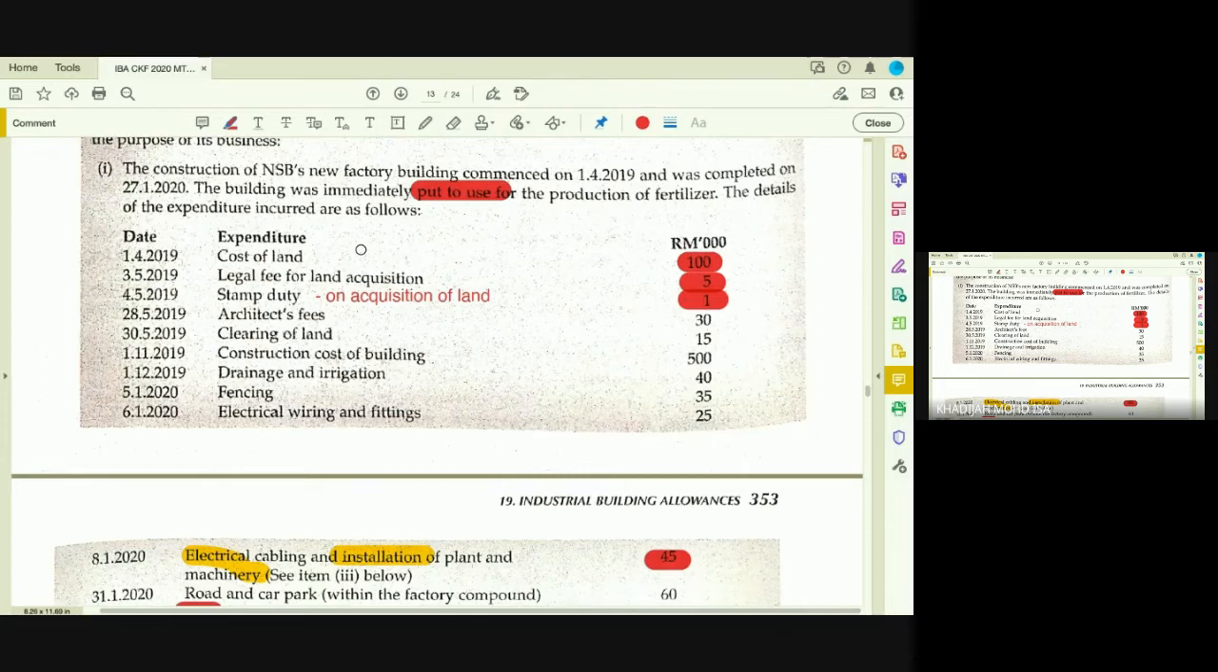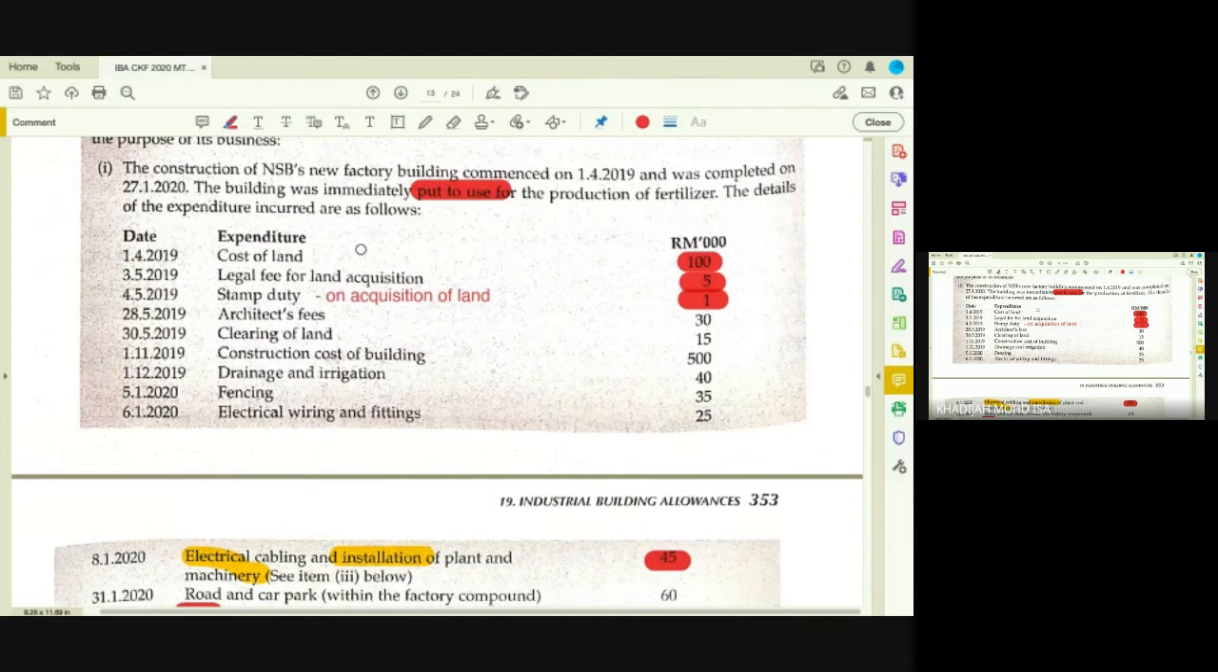All right, so try to understand this. When you want to build a factory, you have to buy land first. But remember that the cost of land is non-qualifying. And anything to do with the land acquisition is also non-qualifying. So legal fees for land acquisition are non-qualifying. But what about the stamp duty? You have to pay stamp duty upon acquisition. In this case, we acquire the land, so the stamp duty is related to the land. That's why it's non-qualifying expenditure.